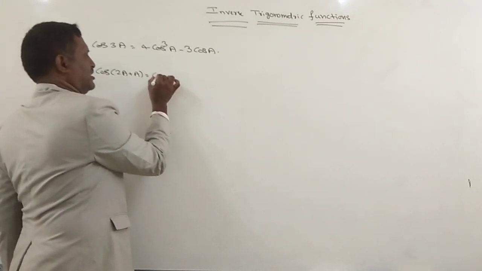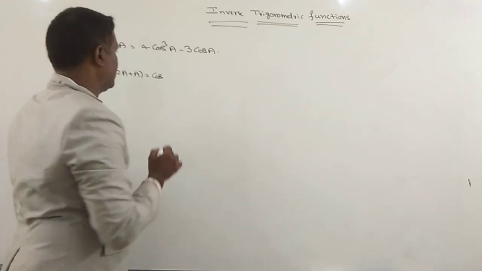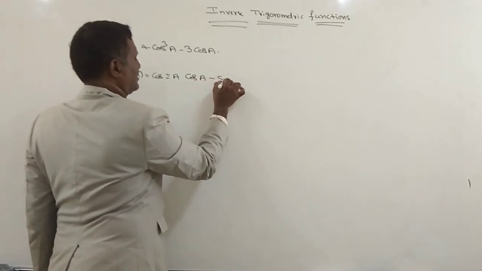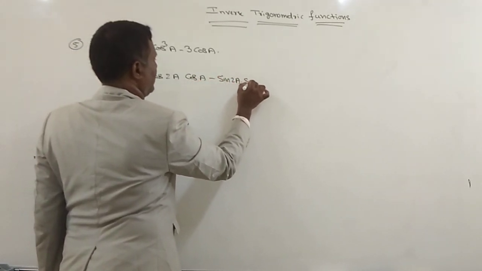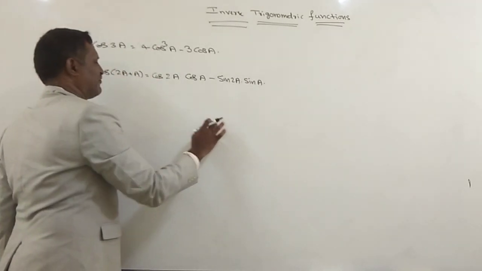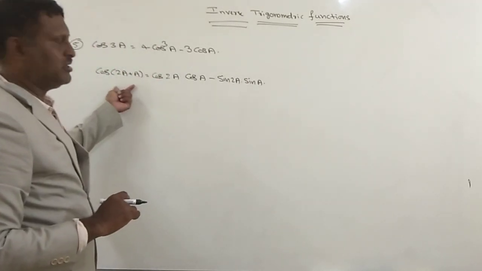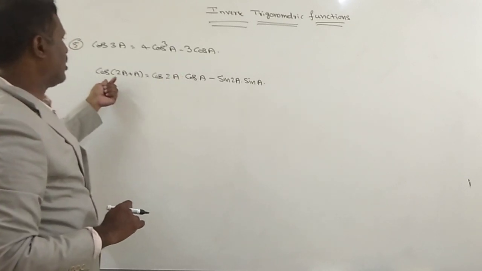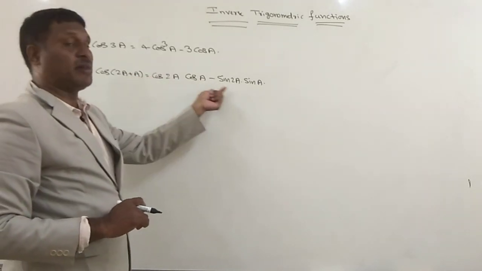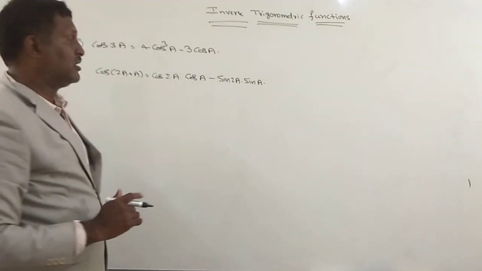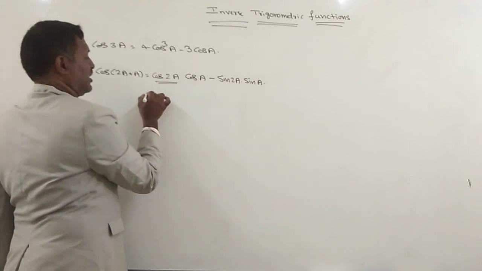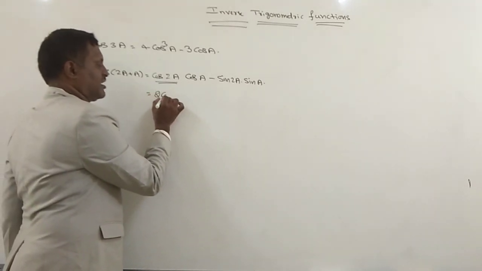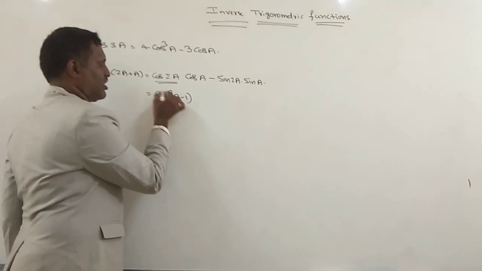Now cos of a plus b, the compound angle formula: cos a cos b minus sin a sin b. Using the formula, cos 2a cos a minus sin 2a sin a I have written. Again, we have to apply the formula for cos 2a in terms of cos. So cos 2a in terms of cos, what can we write? 2 cos square a minus 1.